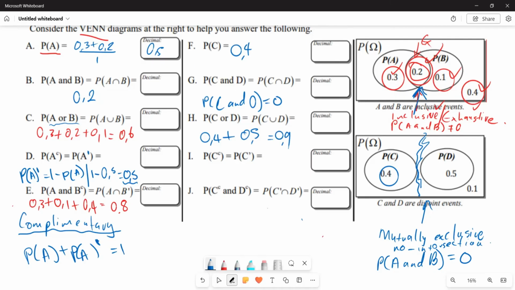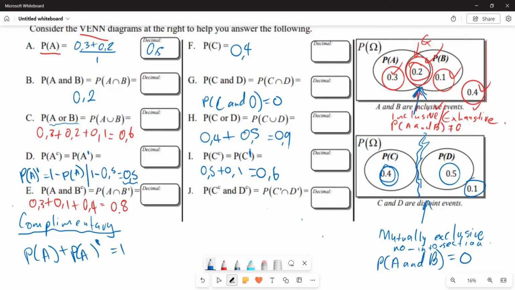Now the last one, your I, wants you to find out the probability of C, but it's not just C. Look, there's something here, which means it's C naught, the probability of C naught. If 0.4 is your C, then everything that is not C is 0.1 and also 0.5, which means 0.5 plus 0.1, which is 0.6. Are we together? That is going to be your probability of not C. Then that's your answer.